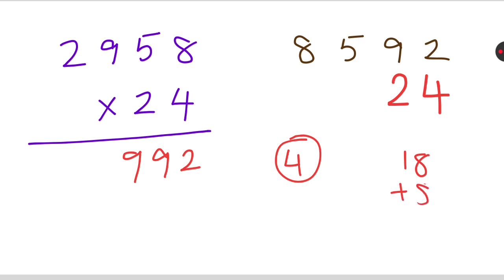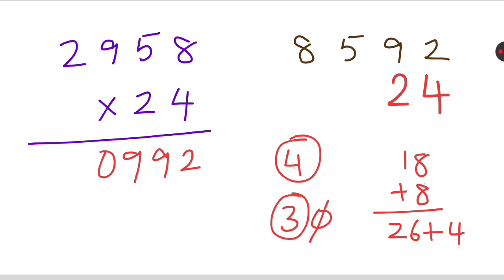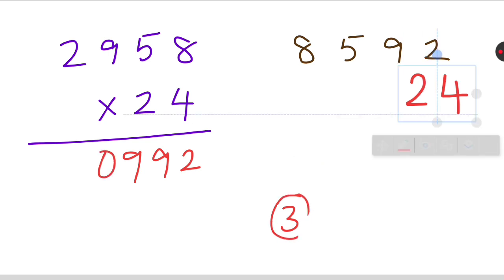So just write 8. 18 plus 8, which gives 26. 26 and carry 4, that gives 30. So write 0 in your result, and now 3 carry. Then again slide your number to the right.